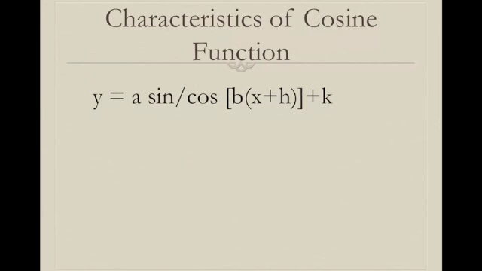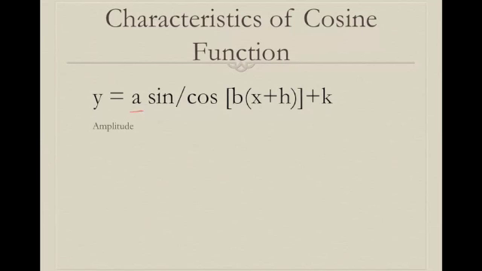Before we can graph the function, we need to understand the characteristics of a cosine function. Below is the equation for a sinusoidal function, y equals a sine or cos, square bracket b, round bracket x plus h, round bracket, square bracket plus k. So first we've got our a value here. This is our amplitude.